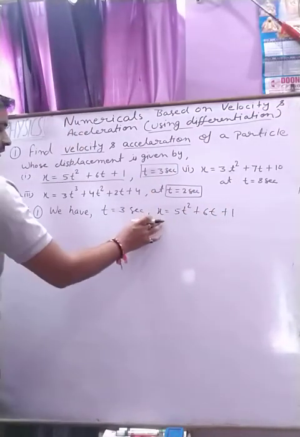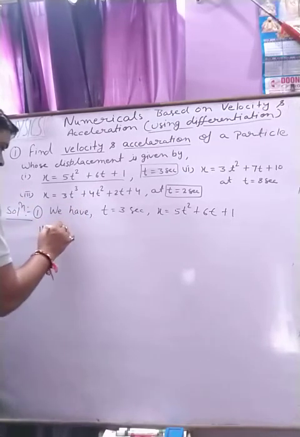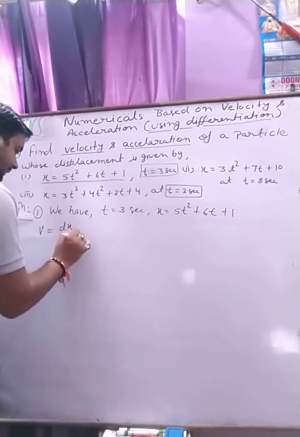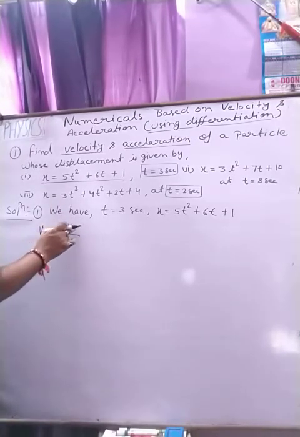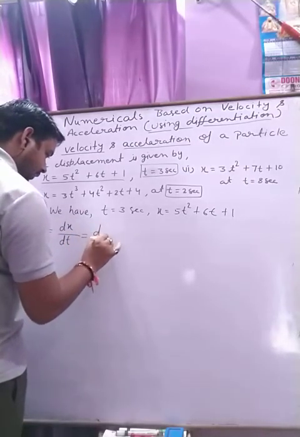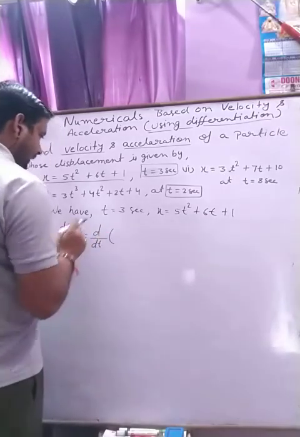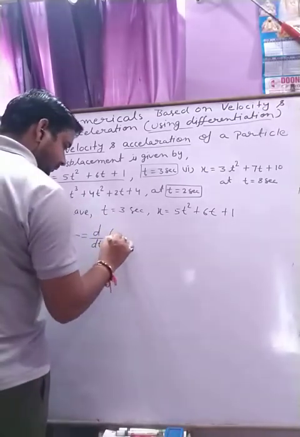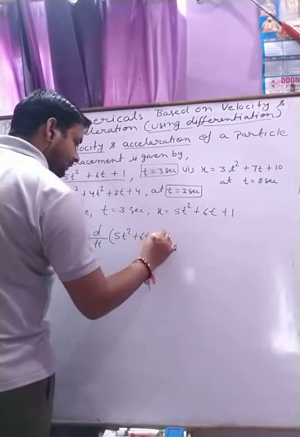Okay, for this we know that velocity is the rate of change of displacement, that is dx upon dt. Now we are putting the value of this x here. We get d over dt of 5t square plus 6t plus 1.